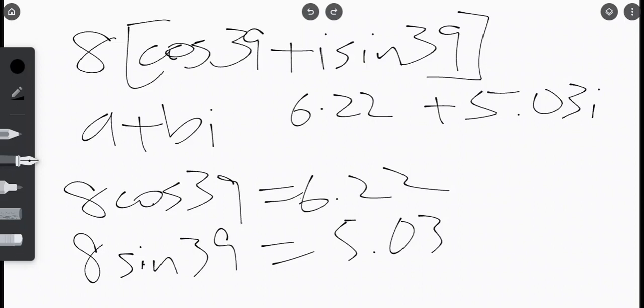Converting from polar to rectangular is much easier. You just need to distribute your modulus and then plug your expressions into a calculator to determine the a and b values for rectangular form.